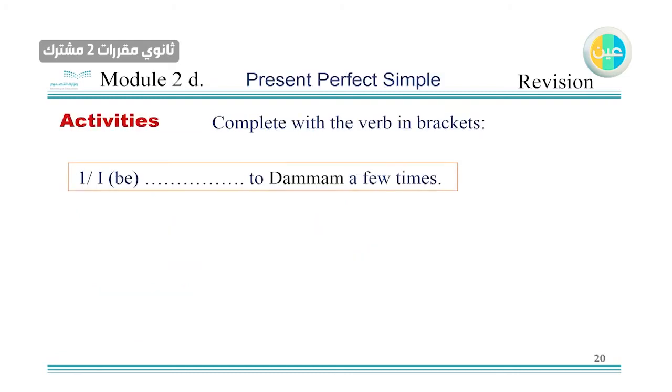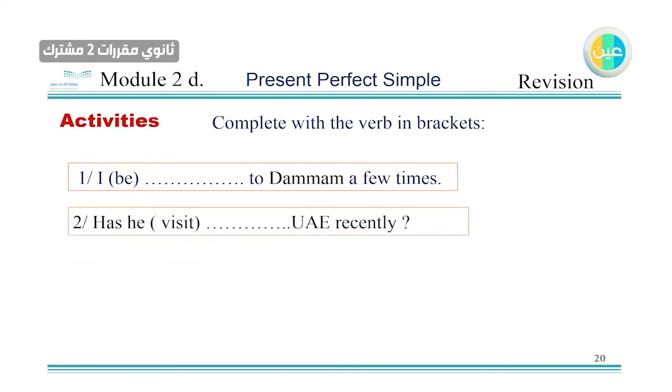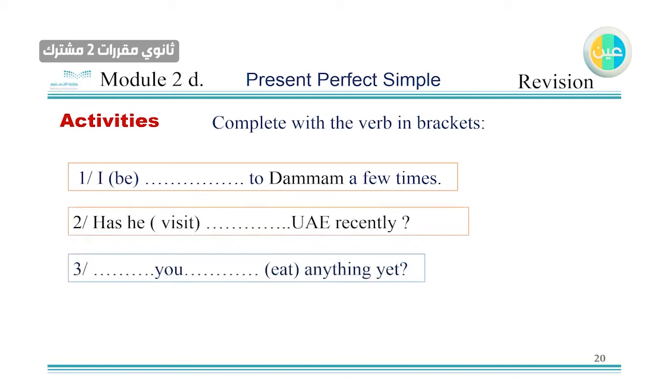Now, the present perfect simple. These are the activities. We're going to start the actual activities. You have 3 sentences or questions, and I want you to write the correct verb in brackets. As you can see, the title has present perfect simple, but maybe you won't have that clue. In the sentence, you have clues like recently, yet, and a few times. So this may show you that this is the tense that you should use, which is the present perfect simple.